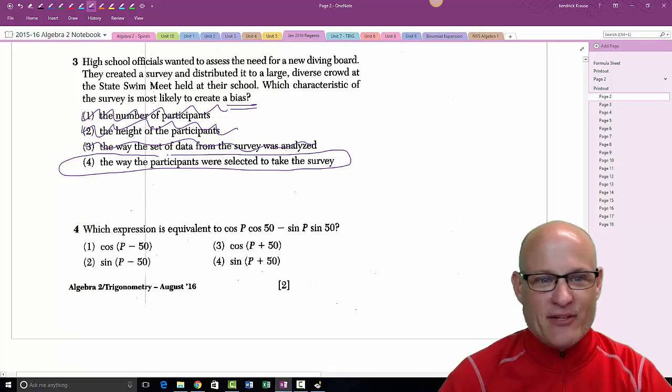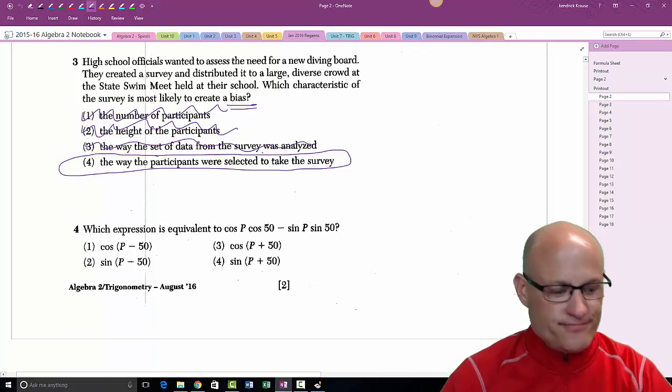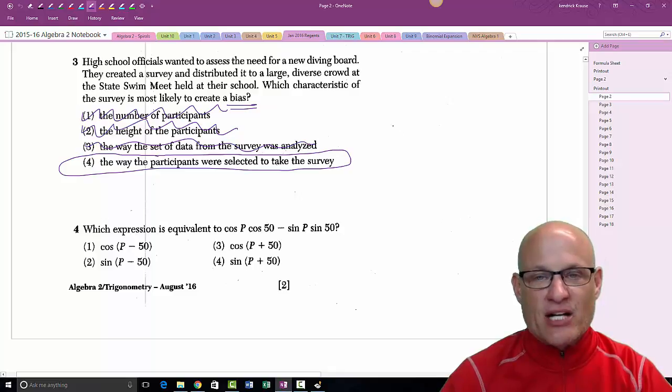You ask about a diving board to swimmers. That doesn't make any sense, okay? And because you're only asking swimmers and you're asking a crowd at a swim meet, yeah, we need a new diving board.